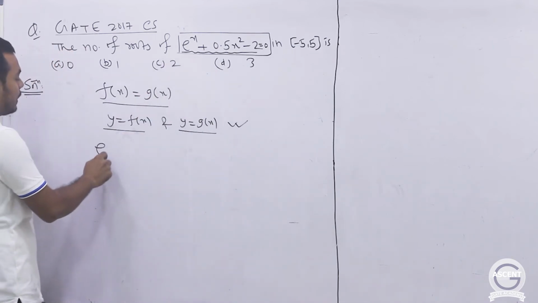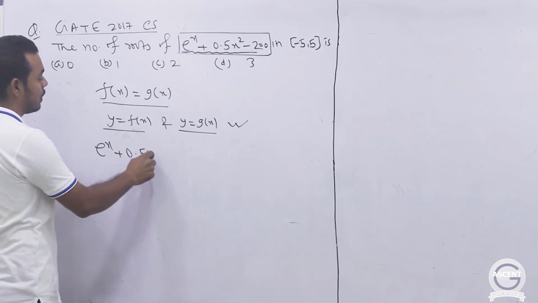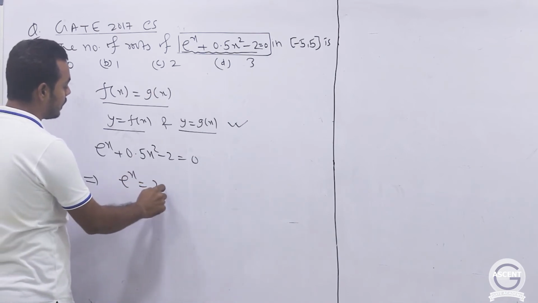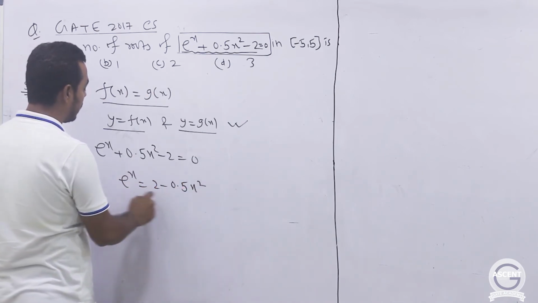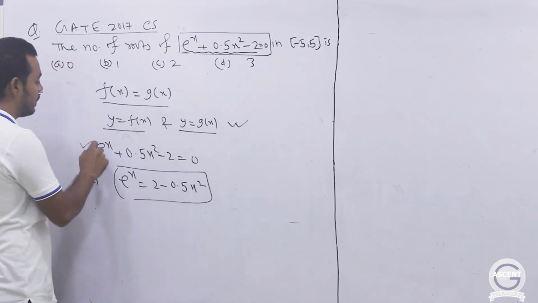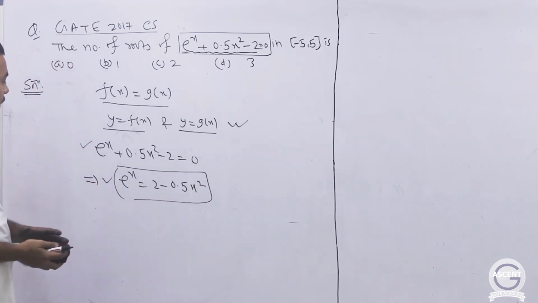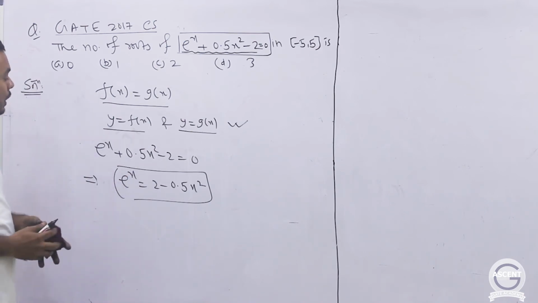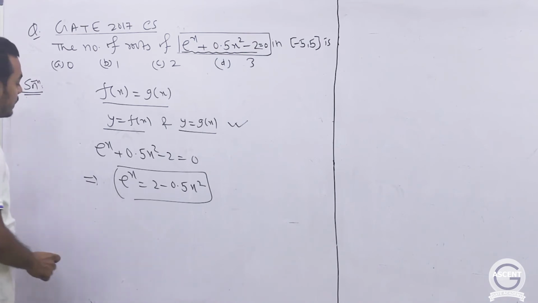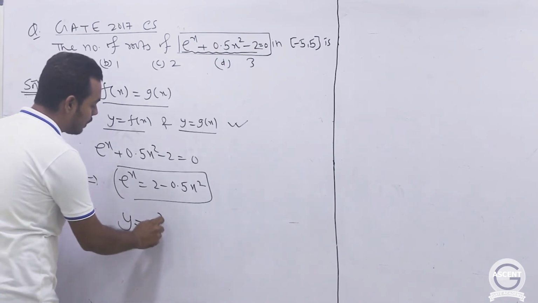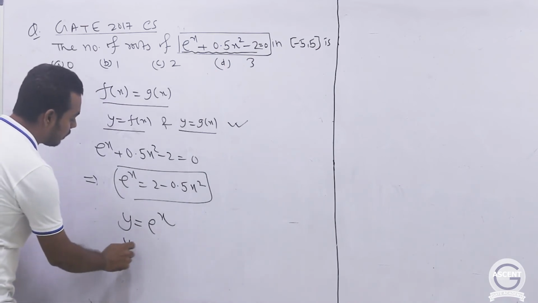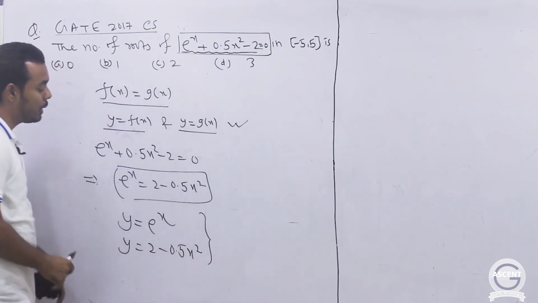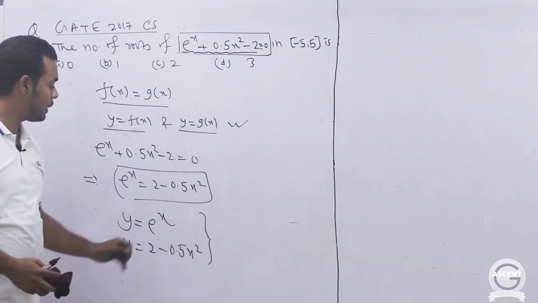So the first step: solving this equation is similar to solving the equation e to the power x equals 2 minus 0.5 x square. The number of solutions of these two equations will be the same, because they are essentially the same, except that we have rearranged some of the terms. So now, to find the number of solutions, I have to draw the graph of e to the power x and the graph of y equals 2 minus 0.5 x square, and then see how many points of intersection there are between these two curves.